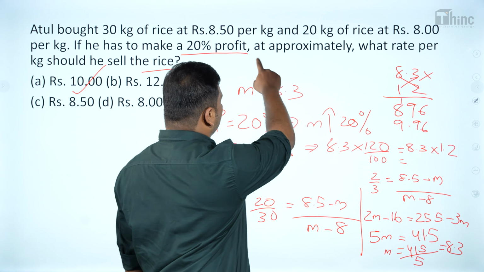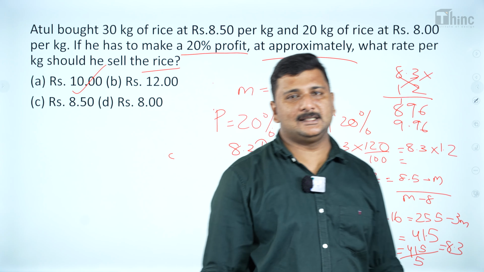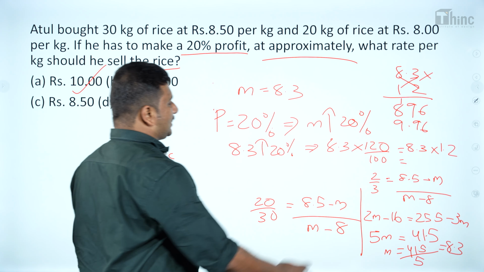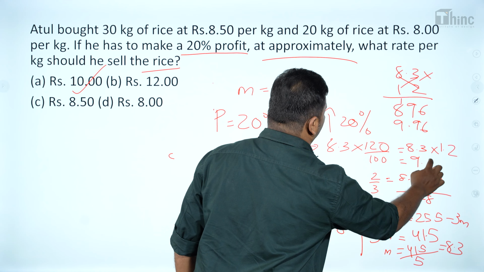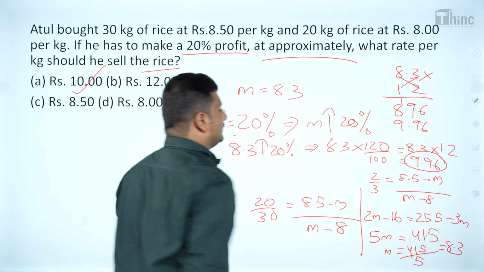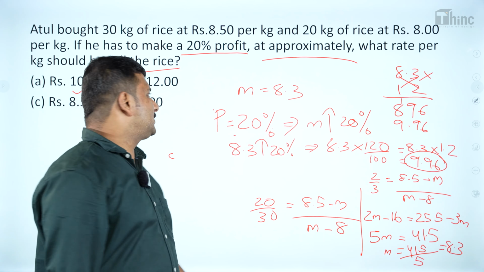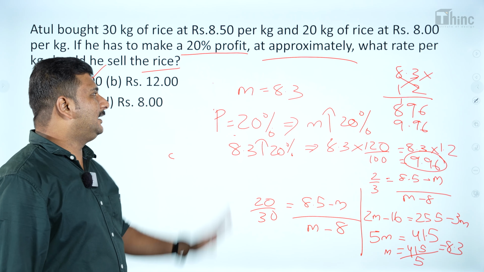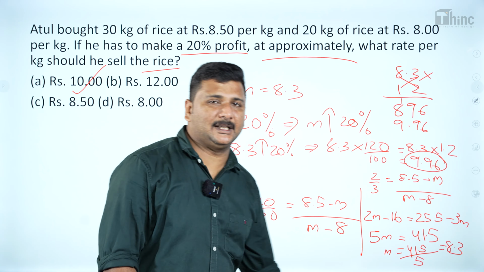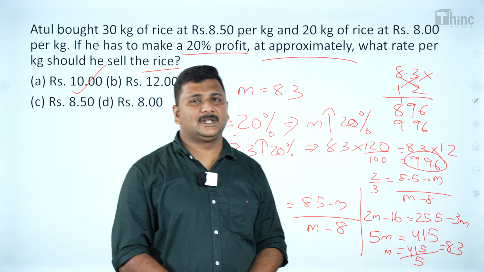They're definitely asking at approximately what rate he's selling it. So we got 9.96 as the mixture price increased by 20%, right? So 9.96 is the final answer, but 9.96 is very close to 10. So they actually need the approximate value only. Among these options, the approximate value is rupees 10. So option A, 10, is going to be the correct answer.